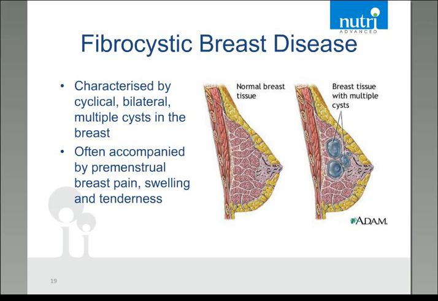So let's have a look at fibrocystic breast disease. It's getting more and more common. Why is it more and more common? Because of the exogenous estrogens that people are taking on board. So it's characterized by cyclical, bilateral, multiple cysts in the breast, often accompanied by premenopausal breast pain, swelling, and tenderness.